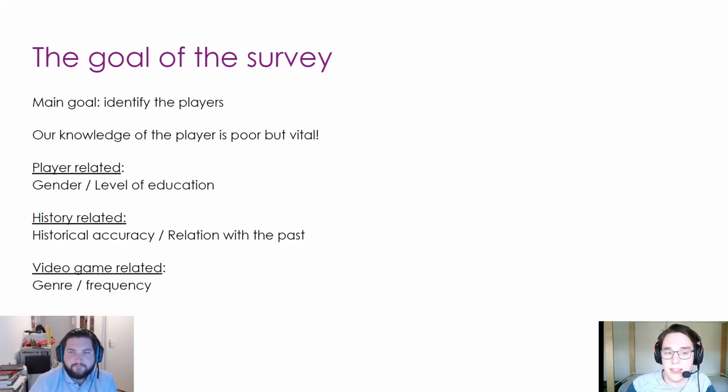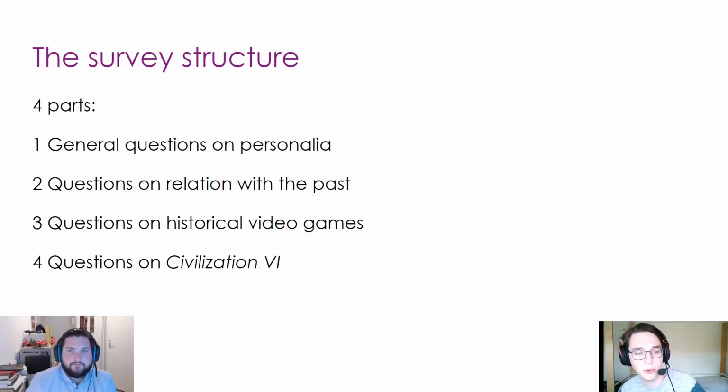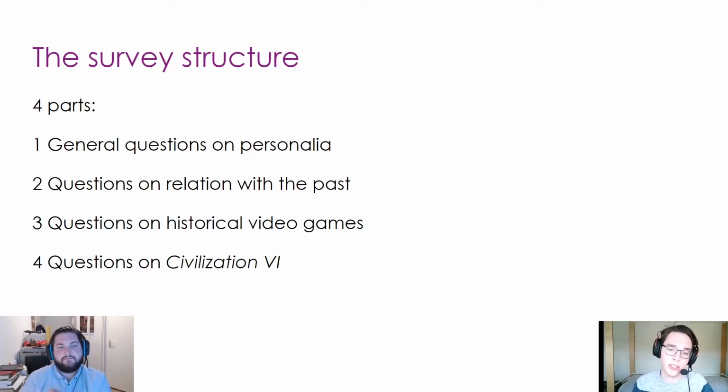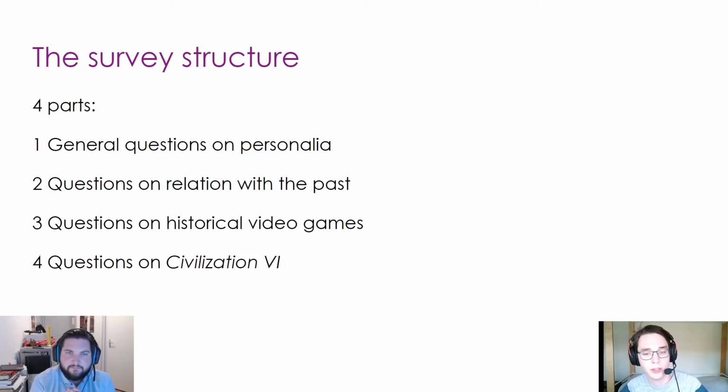In the survey, we had this structure. It consisted of 4 parts. And the first part was a bit of an introduction to the survey. So the general questions like what is your age, what is your gender, where do you live, those kind of questions. So we had a sort of basic view of the player. Then the second part was with relation to the past. And then the third were questions regarding historical accuracy in video games.